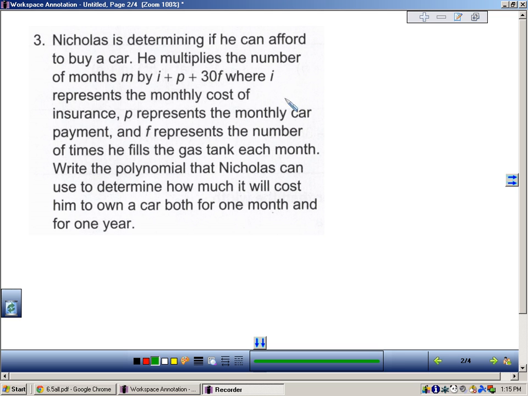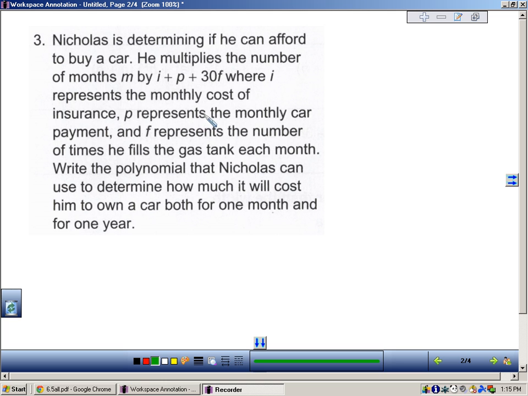We have a gentleman by the name of Nicholas who is determining if he can afford to buy a car. He multiplies the number of months, M, by I plus P plus 30F, where I represents the monthly cost of insurance, P represents the monthly cost of the car payment, and F represents the number of times he fills the tank with gas each month. Write the polynomial that Nick can use to determine how much it will cost him to own a car for both 1 month and 1 year.